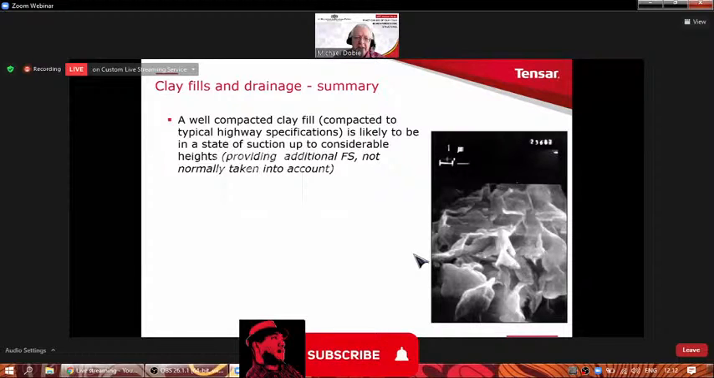And of course, these suctions provide additional safety factor, which we don't normally take into account in our calculations. So it's a kind of bonus, but because it's there, we don't want to lose it.